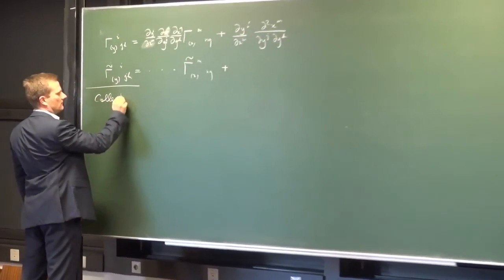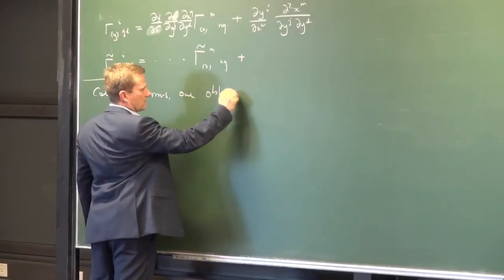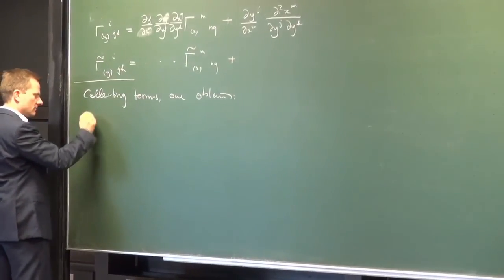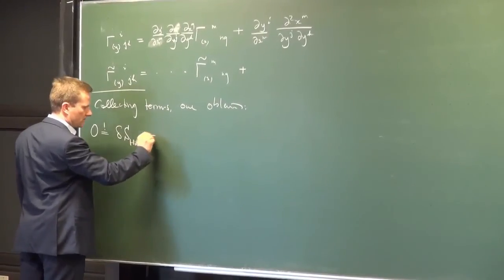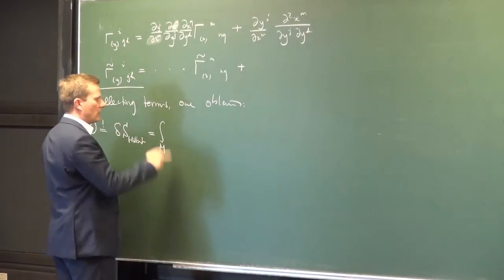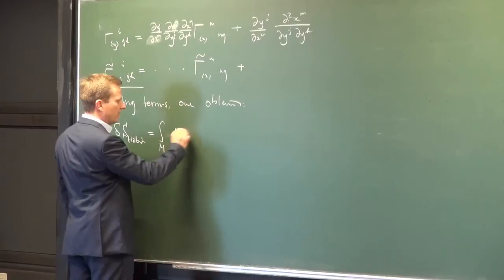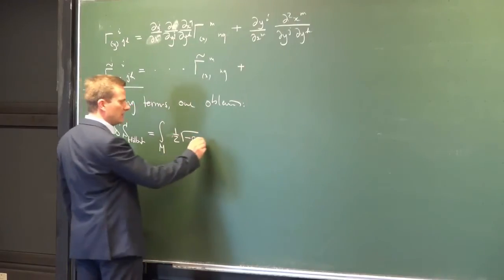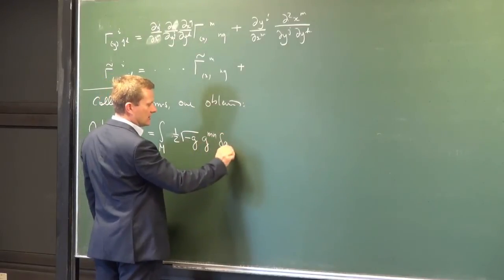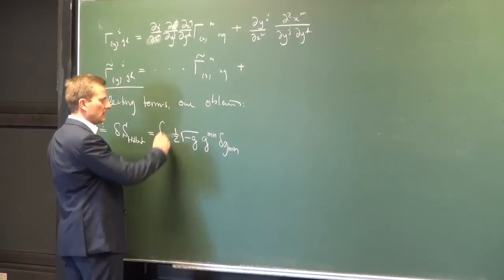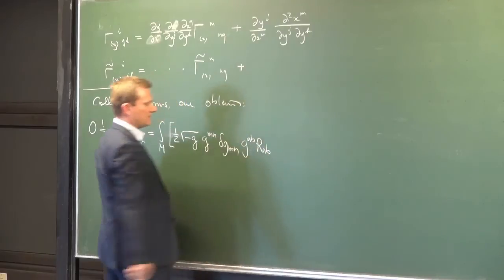Collecting terms, one obtains 0 is delta S Hilbert equals M. Now, the variation of the square root of minus g was 1/2 square root of minus g, g mn, delta g mn, right? That was the first term, which came with another g ab, R ab. That's the first term.